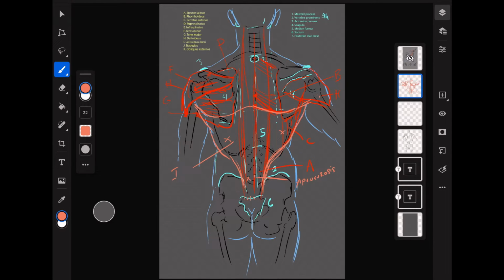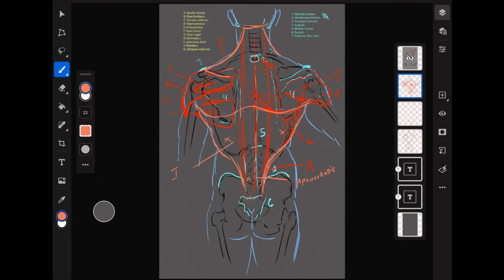Aponeurosis with latissimus dorsi. Okay, we have two more muscles to go. The one we've already talked about when we're dealing with the torso from the front. That's going to be your trapezius muscle. Trapezius starts at the occipital bone here, attaches all the way to the scapular spine here, like this.